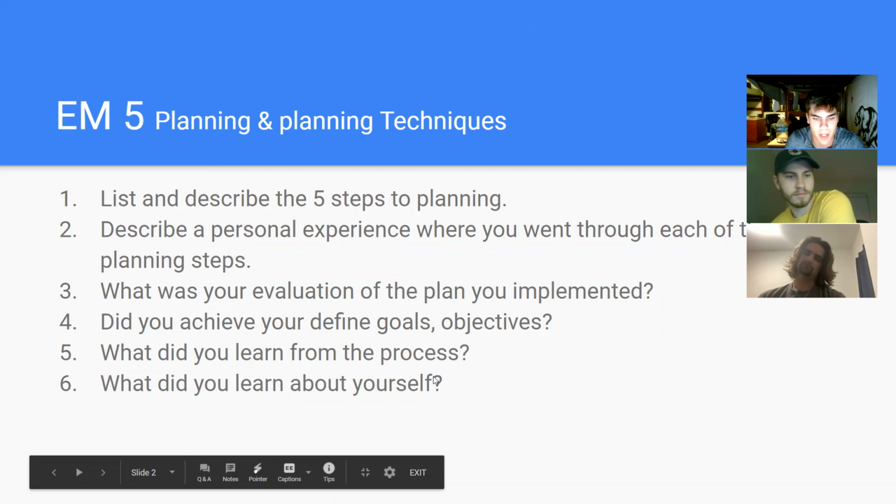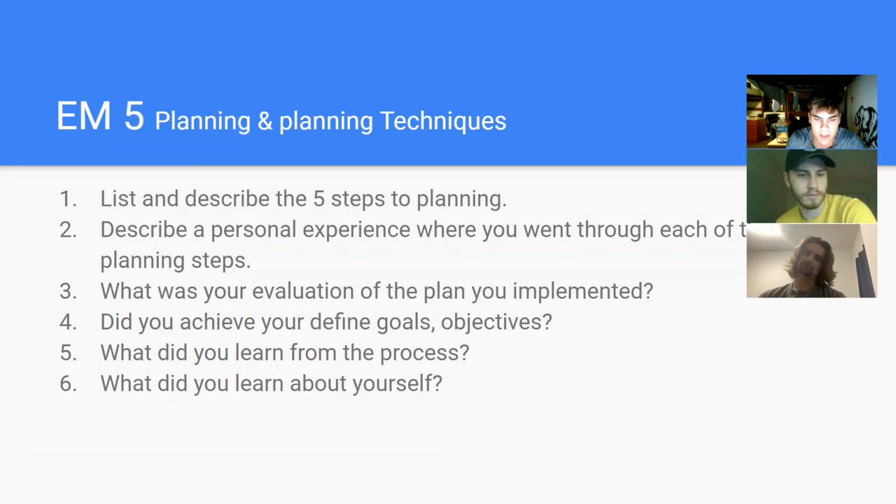So the 5 steps in planning: defining objectives. In the first step, you need to define what you're trying to accomplish. Determine status compared to your objectives. This step is to just check up on your progress you have completed and see how close you are to your goal.